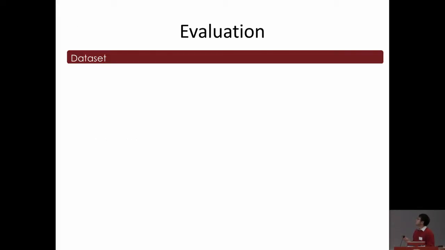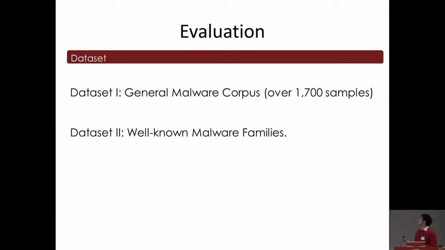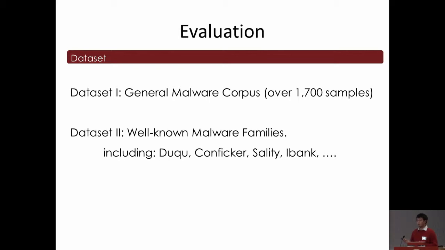So next, I will present some of our evaluation results of GoldenEye. In our evaluation, we used 2 data sets. The first data set is some general malware, over 1,700 samples, and the second data set is some well-known malware families, including DoQ, Configure, Sality, and iBank. All of these are reported to have some environment-sensitive logic, and some of them are targeted malware.